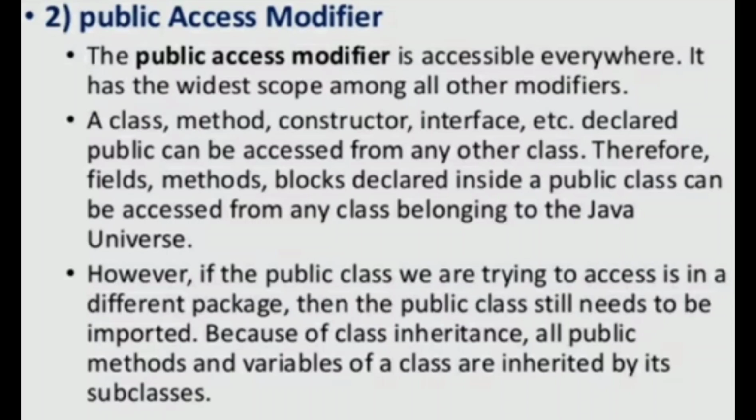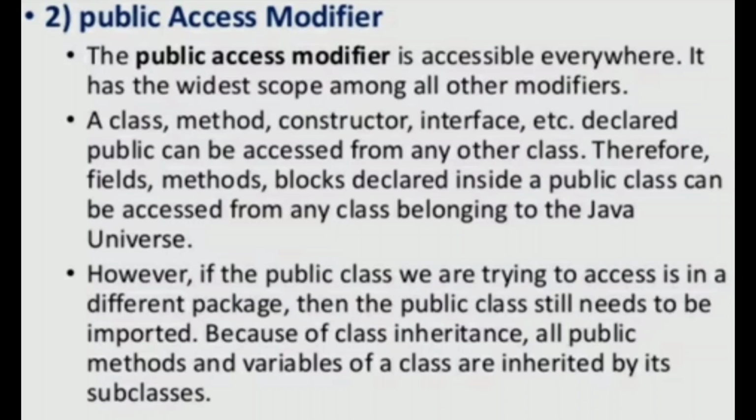And coming to the second one, the public access modifier. The public access modifier is accessible everywhere. It has the widest scope among all other modifiers. A class, method, constructor, interface, etc. declared public can be accessed from any other class. Therefore, fields, methods, and blocks declared inside a public class can be accessed from any class belonging to the Java universe.